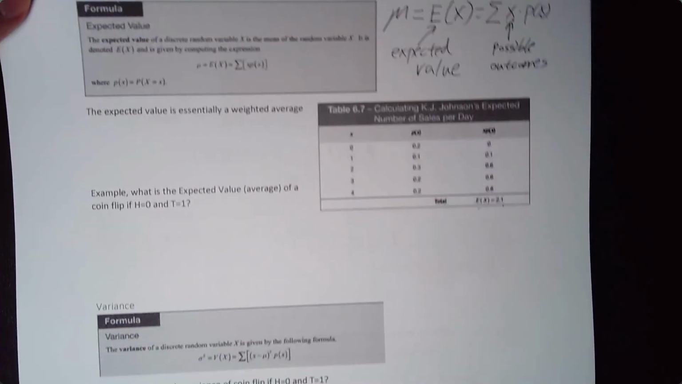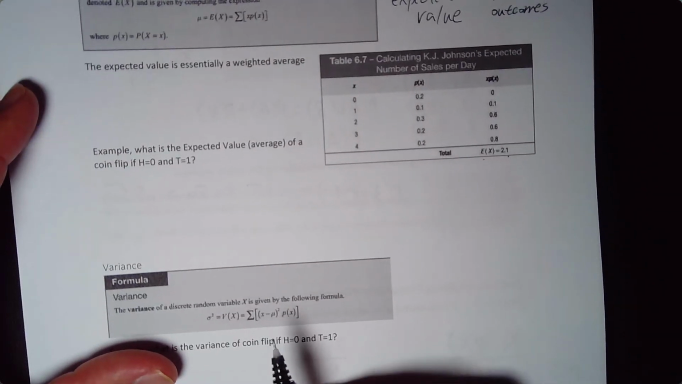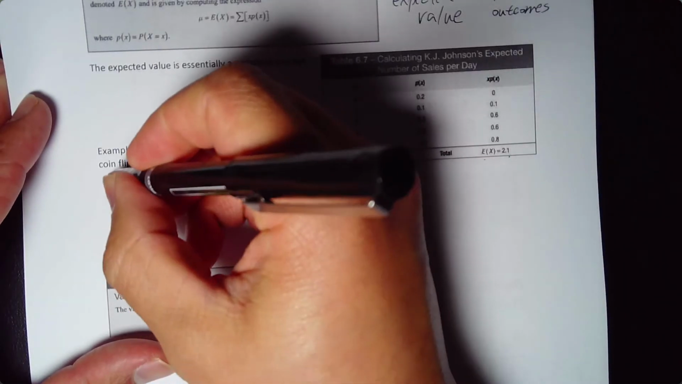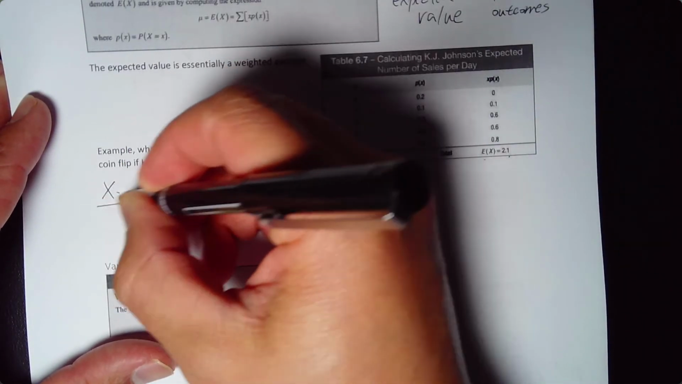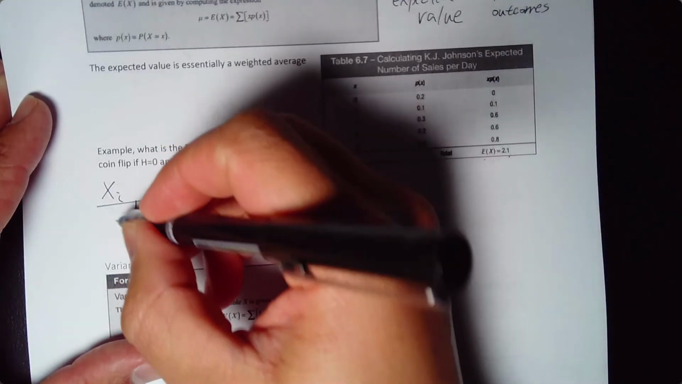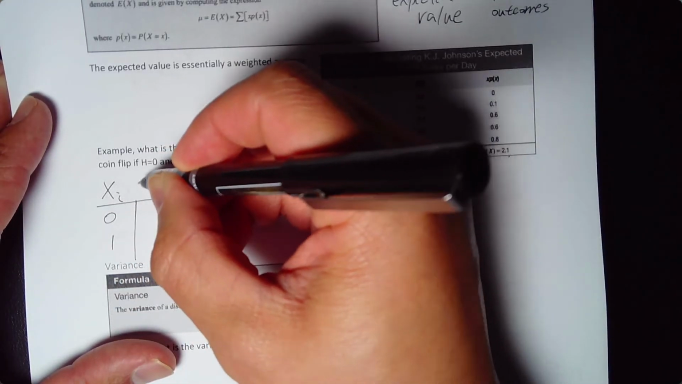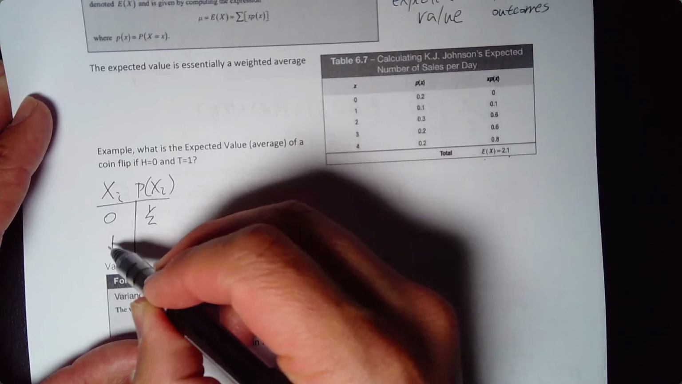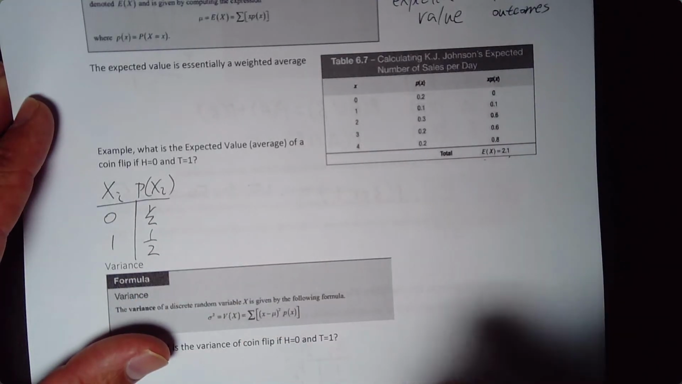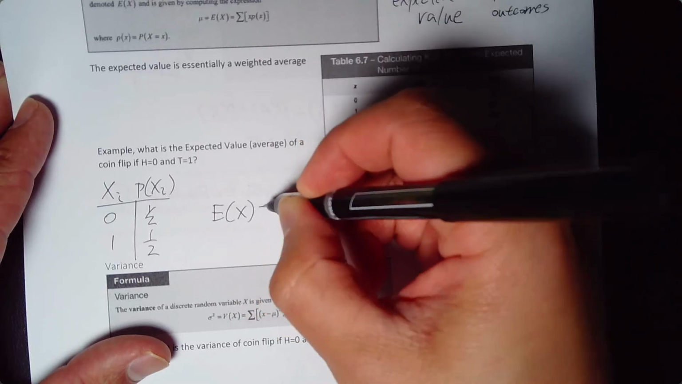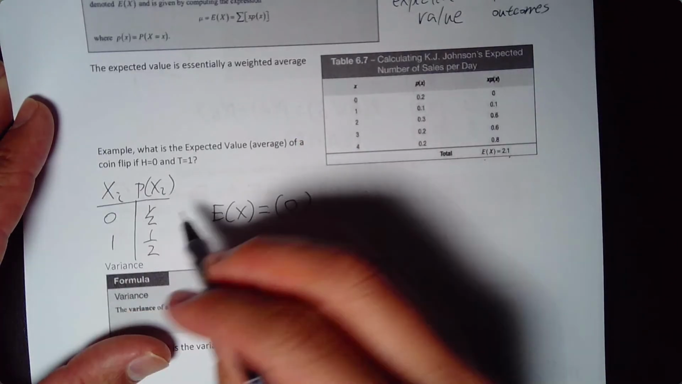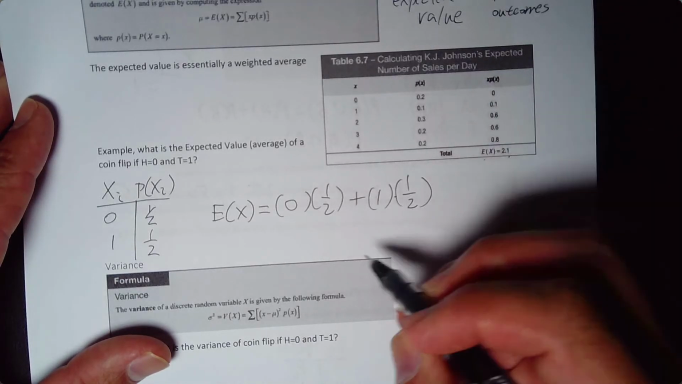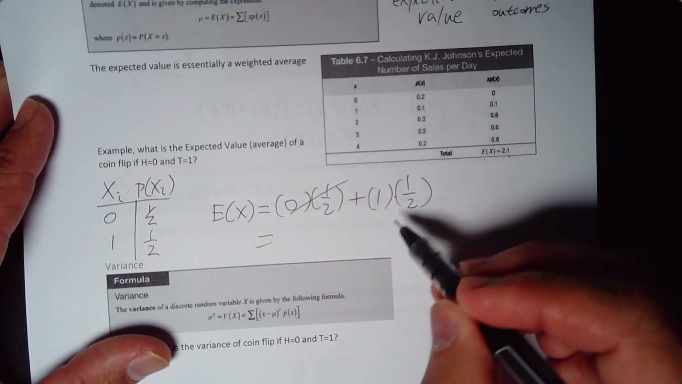Now, another example. What is the expected value of a coin flip if H is 0 and T equals 1? Define my random variable x, which is going to be 0 and 1. What is the probability of each of these? Head is 0, so that's 1/2, and tail is 1, that's also 1/2. Let me calculate the expected value then. Expected value of x equals 0 times 1/2 plus 1 times 1/2. This is obviously going to be 0 plus 1/2, so it will be 1/2.